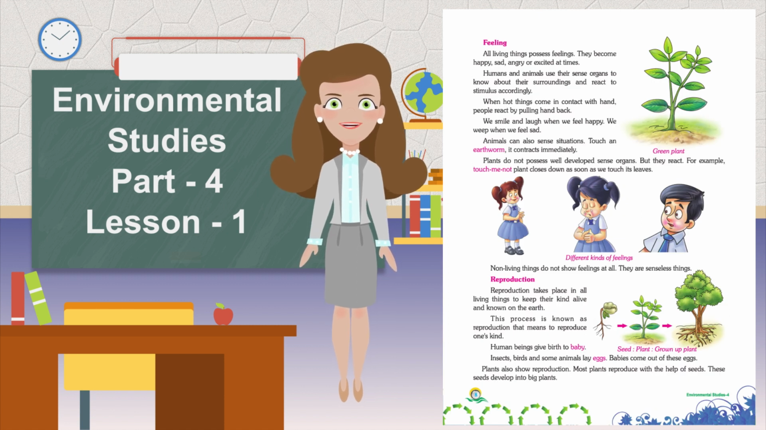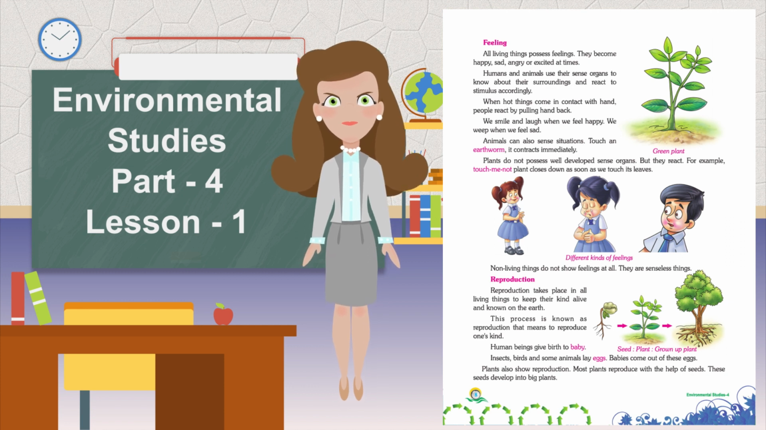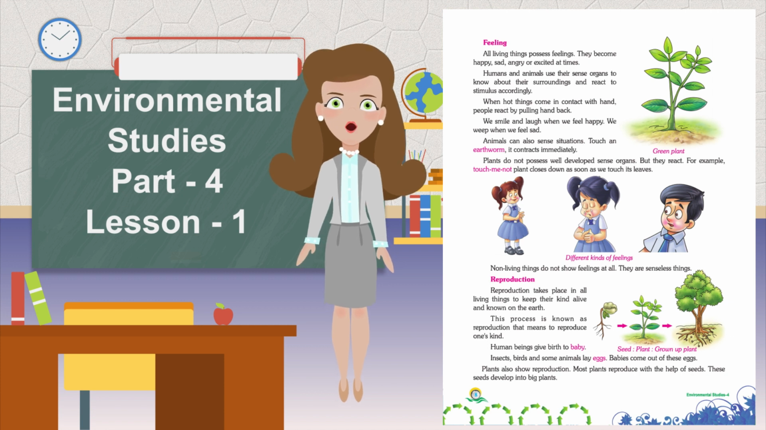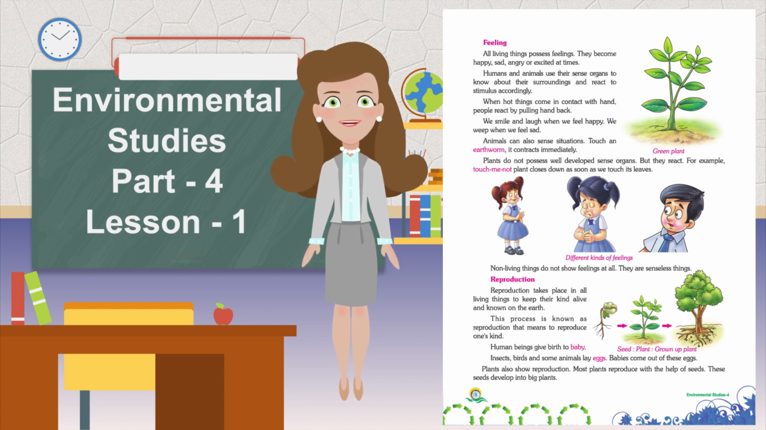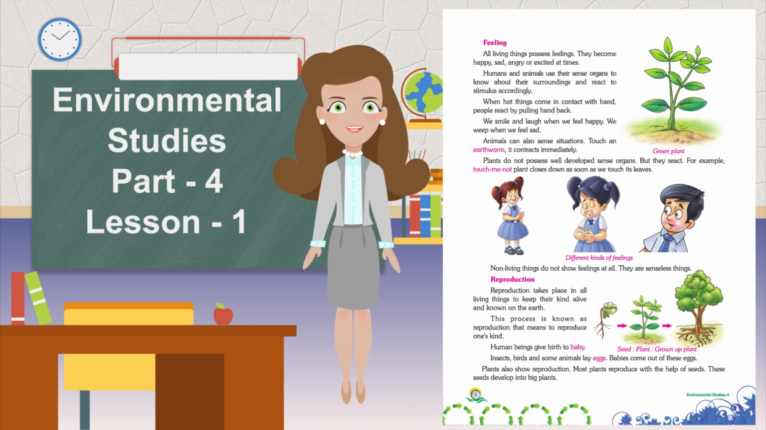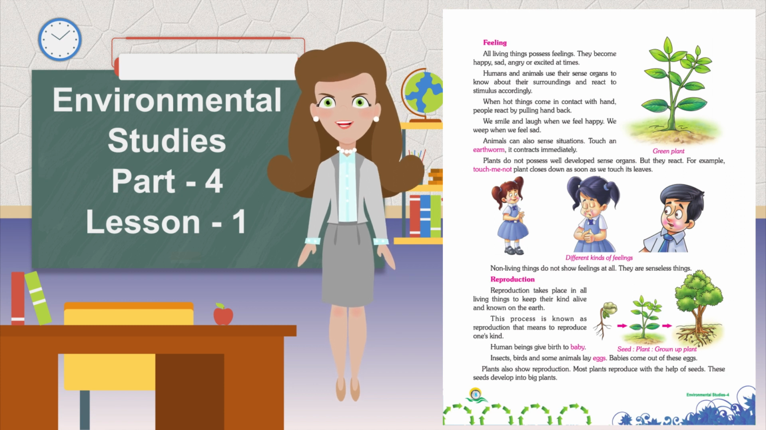Feeling. All living things possess feelings. They become happy, sad, angry, or excited at times. Humans and animals use their sense organs to know about their surroundings and react to stimulus accordingly. When hot things come in contact with the hand, people react by pulling the hand back. We smile and laugh when we feel happy. We weep when we feel sad. Animals can also sense situations.